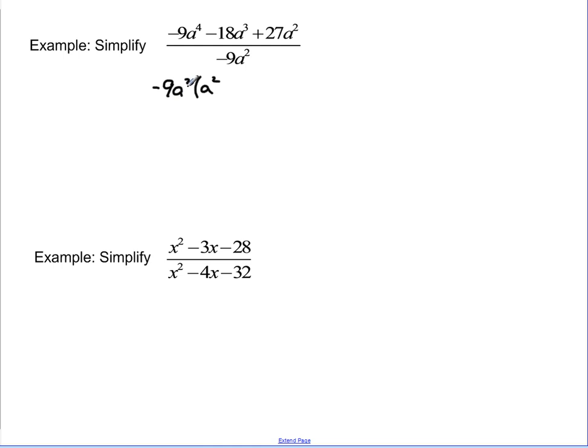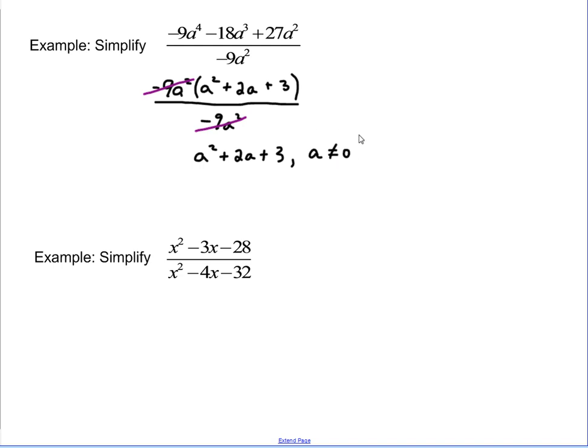Negative 9a squared times what gives me negative 18a cubed? That would have to be plus 2a. And negative 9a squared times something gives me 27a squared, and that happens to be plus 3. And when I divide that by negative 9a squared, we see that we have a common factor of negative 9a squared, so we can divide one by the other. It leaves us a denominator of 1, and we would say that this expression, a squared plus 2a plus 3, is equivalent as long as a does not equal 0.